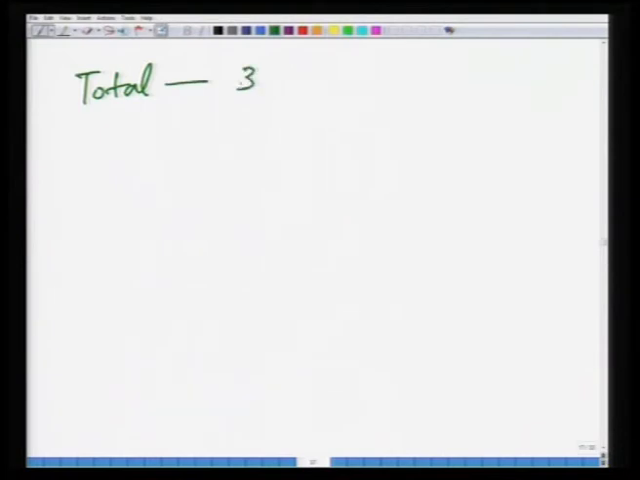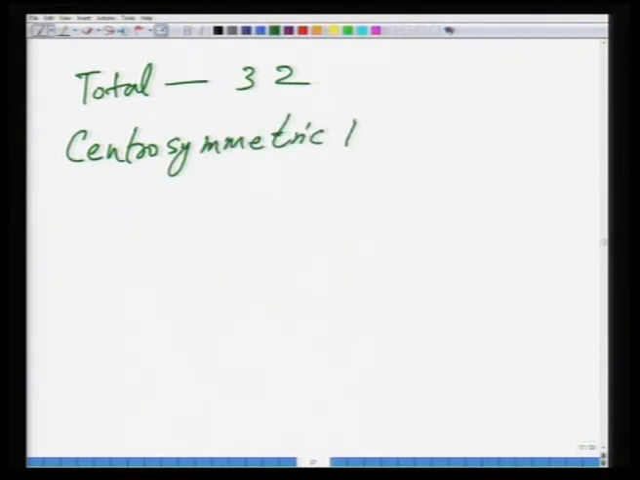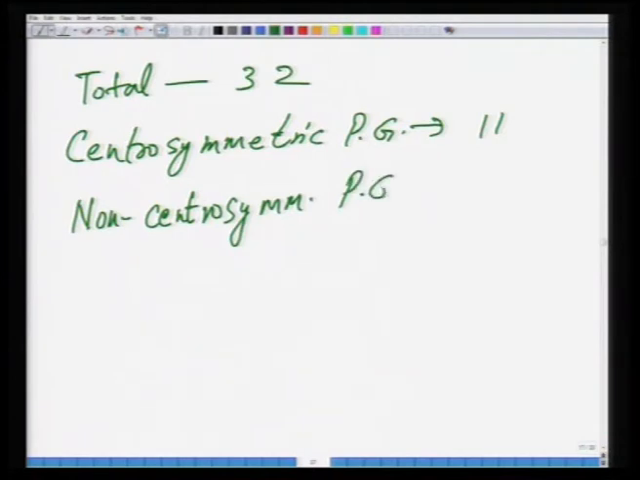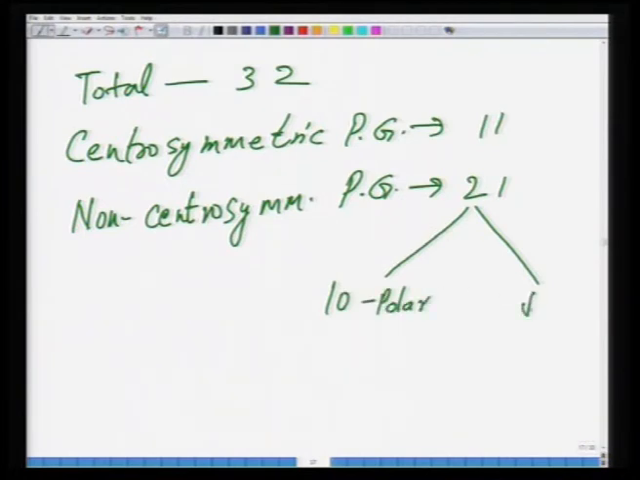total is 32. Centrosymmetric out of these are 11, and then non-centrosymmetric out of these are 31, well, or hang on, 21, and out of these 21, 10 are polar and 11 are non-polar.